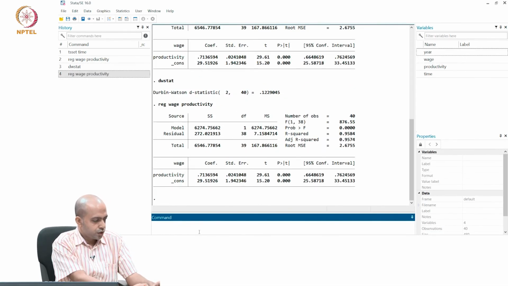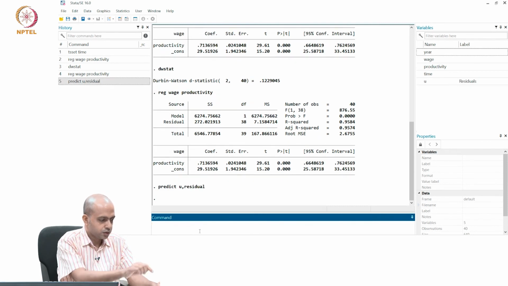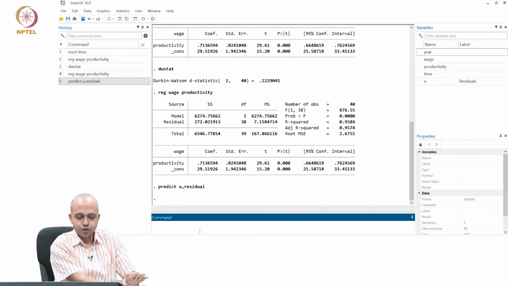And then the first step, as I said, is to get the residual term. And what is the command for this? If you remember, this is the predict command: predict u, residual. So, this is the command. That means you have now predicted u. If you see here, the moment you successfully predict, the variable is added here.